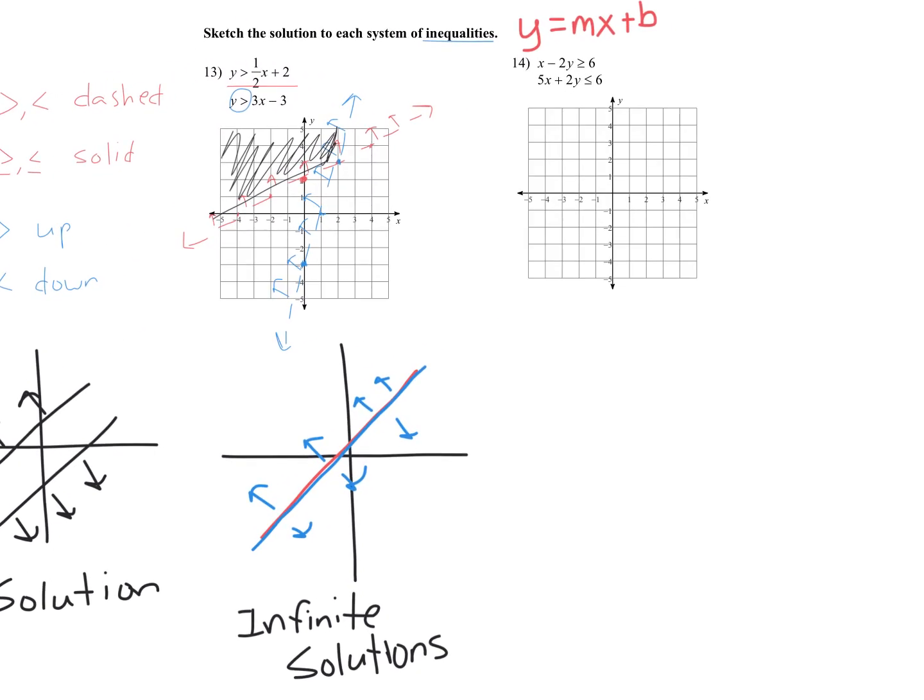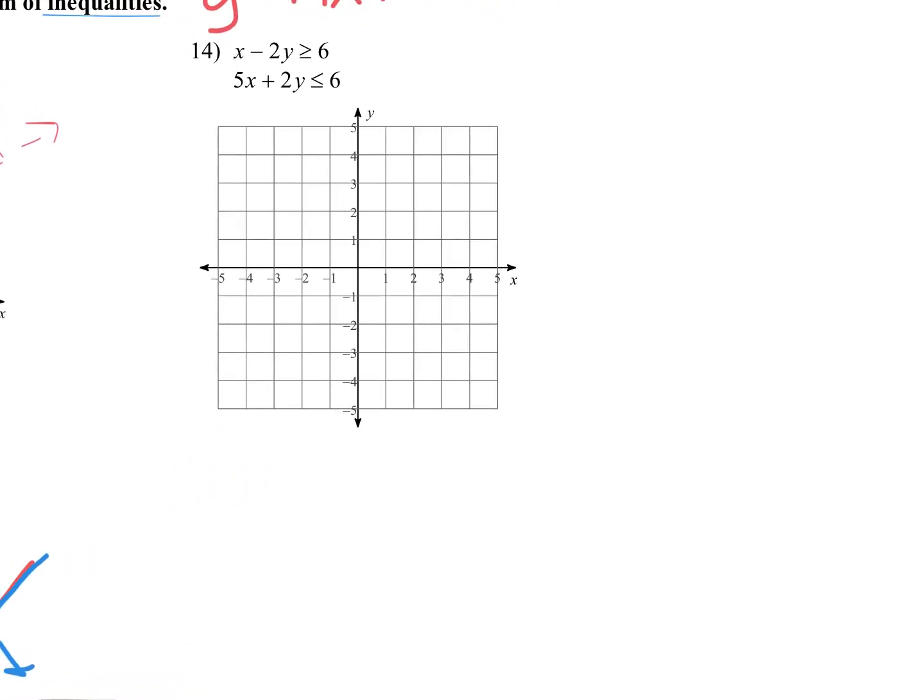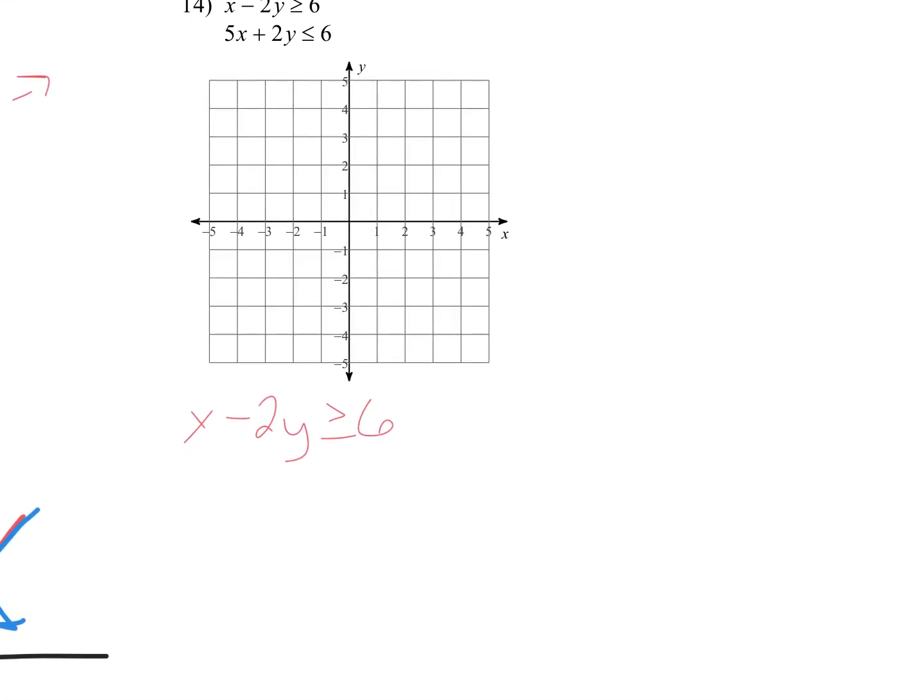Looking at number 14, are those in the form that we want? No. What form do we want to get them in? Slope. Yep. So I need to get them in the correct form. So I'm going to take my top equation, x minus 2y is greater than or equal to 6. I need to get y by itself. What do I need to do first? Subtract x on both sides. So we have negative 2y is greater than or equal to negative x plus 6.